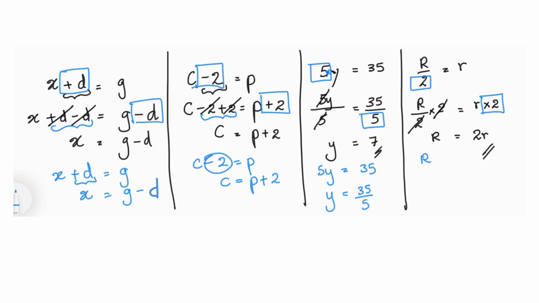And as for capital R divided by 2 is equal to simple r, I bring this 2 to this side of the equation as a multiplication, because here it's a division, right? R divided by 2 is equal to simple r. So capital R is equal to, this 2 will become r into 2. So capital R is equal to 2r.